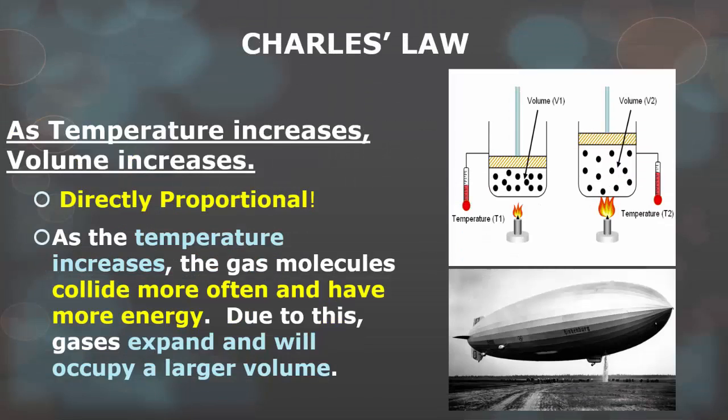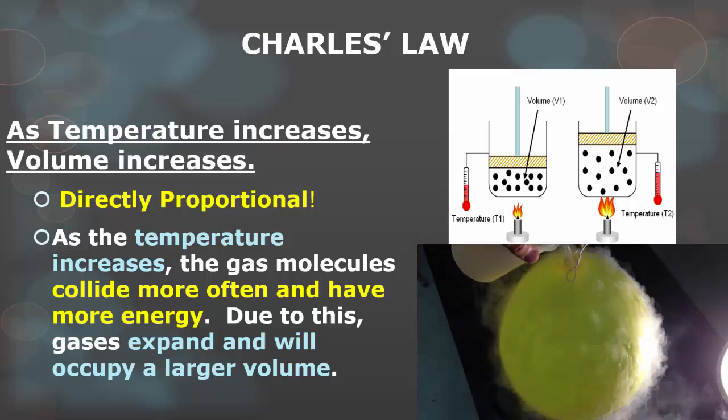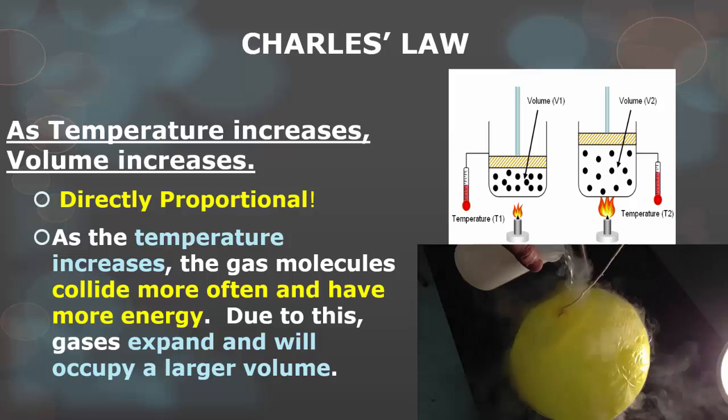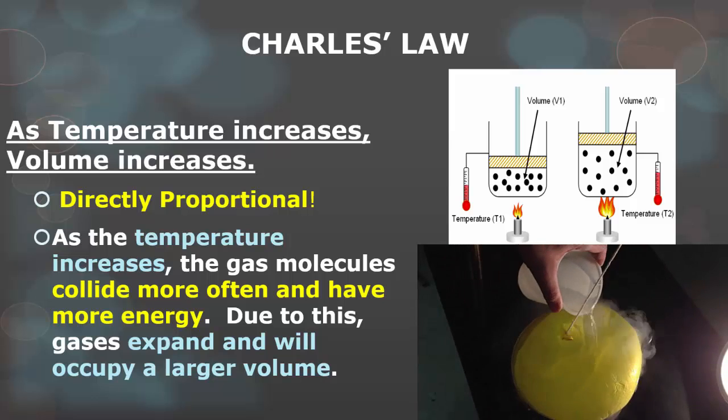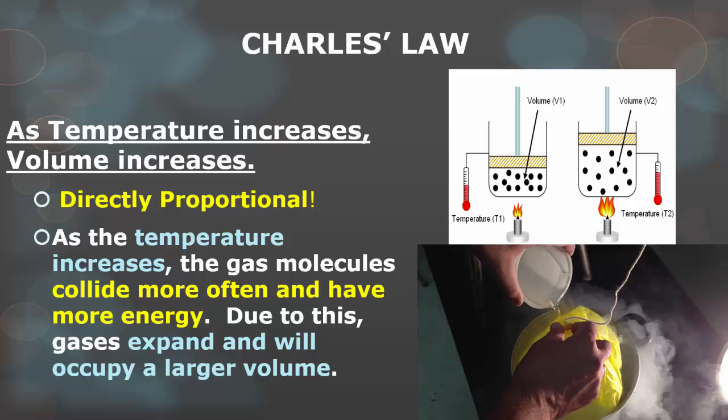So Charles's law, as Ms. Dematopoulos has said, is a relationship between temperature and volume. When you increase one, the other increases as well. We call this directly proportional. So as you increase the temperature, the gas molecules collide more often and have more energy. Due to this, gases expand and will occupy a larger volume.